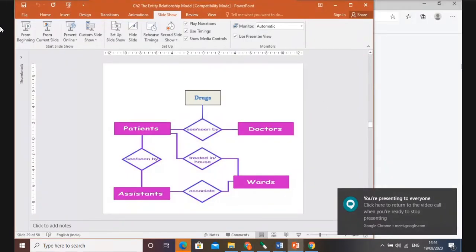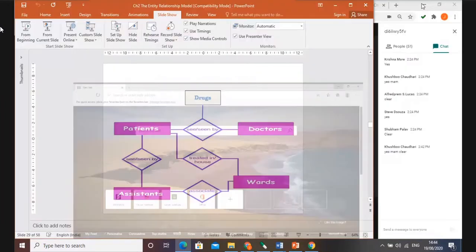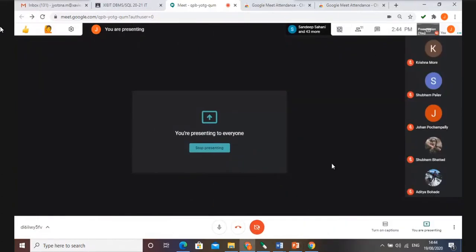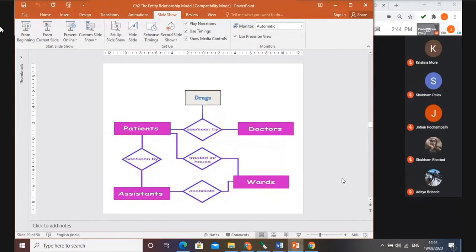If no, then we will move ahead. So this was the simple example shown for your understanding. We will see one of the case studies with complete problem statement and complete ER diagram. That will be the last part.